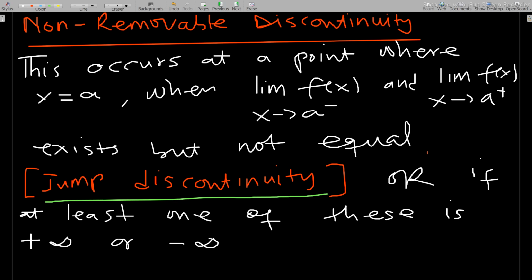Or we have the other way, where either one of them is plus infinity or minus infinity. That is also another form of non-removable discontinuity. So either the left hand side limit does not exist or the right hand side limit does not exist, or they both exist but are not equal. When they both exist and are not equal, we call it jump discontinuity, and that is also part of non-removable discontinuity.